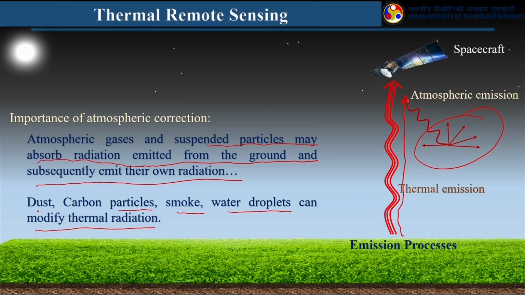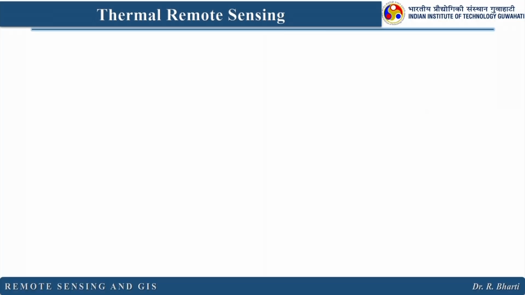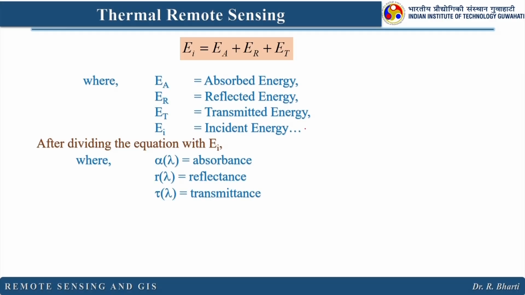And that will also be part of this information. So, basically these are your path radiances. Now, let us see this incident energy, which is EI, equal to absorbed energy plus reflected energy plus transmitted energy, right. And when you divide by this incident energy, what will happen? This will be absorptance, reflectance and transmittance, right.